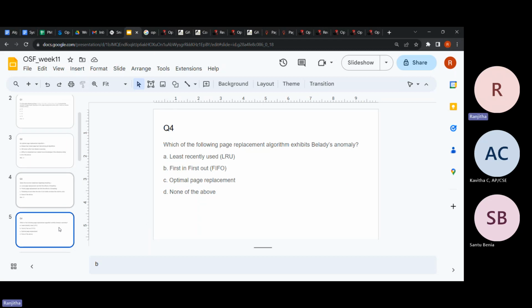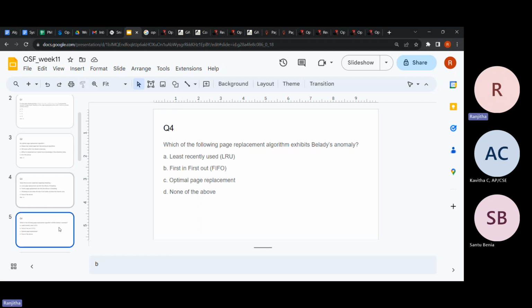Which of the following page replacement algorithms exhibits Belady's anomaly? So Belady's anomaly is actually exhibited by only FIFO, first in, first out. LRU and optimal page replacement algorithms do not exhibit Belady's anomaly. Belady's anomaly is that even after we increase the number of frames available for a process, its page fault rate increases. So that issue comes only with the first in, first out page replacement algorithm. So here the answer is B.